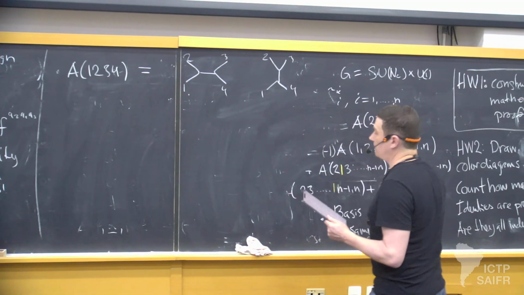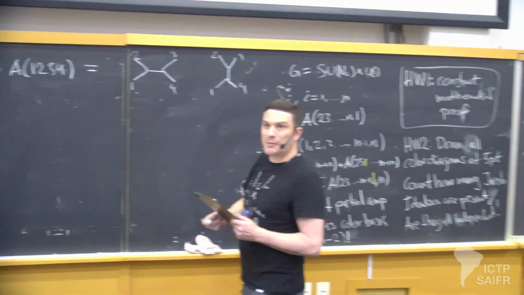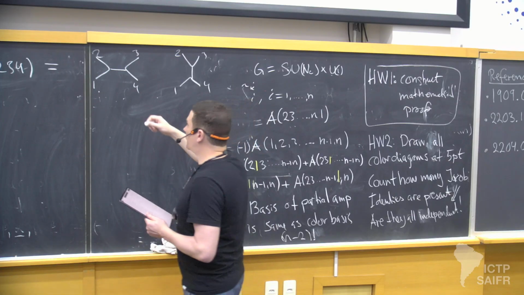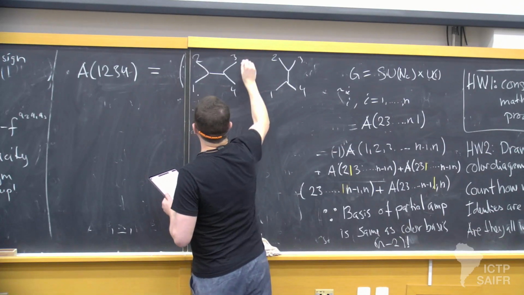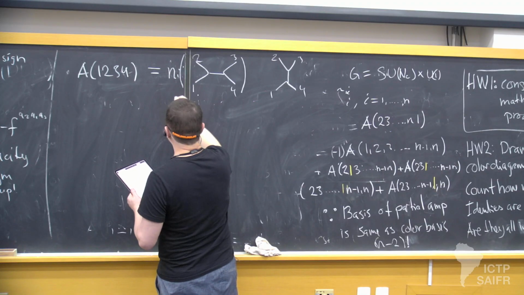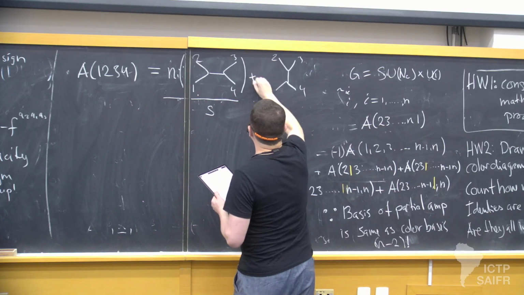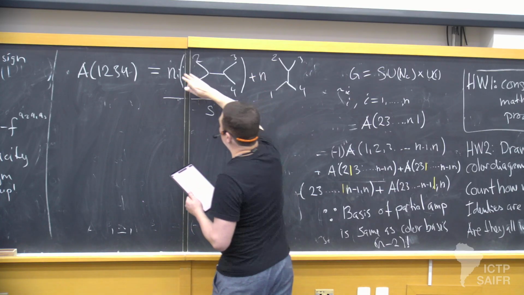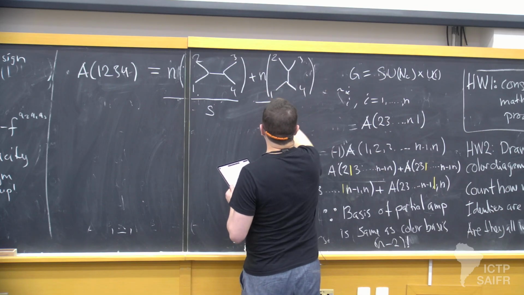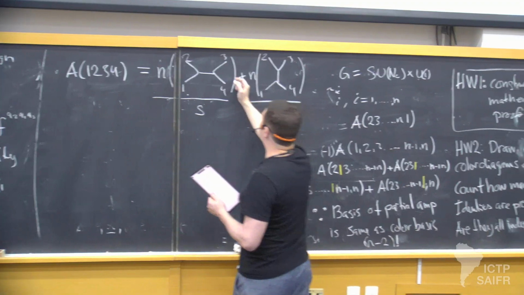They're both planar. Now, usually when we draw a graph, we mean that the graph includes everything. It includes color factor, kinematics, and poles. But here I want to make a distinction. So let's make a distinction between the numerator of that graph, and then we're just going to divide by the denominator, which is s. And then we're just going to add the numerator of that graph over t. And I made a mistake here, so I want to put the minus sign here, minus.